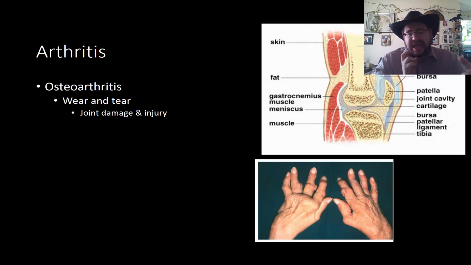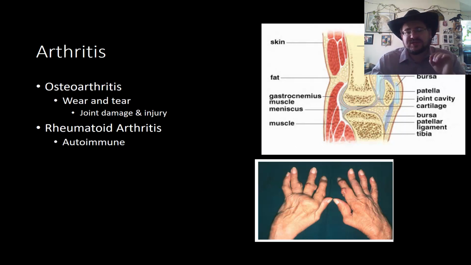We can contrast osteoarthritis, which is just a product of age and use and damage, with rheumatoid arthritis. Rheumatoid arthritis is very different. It's an autoimmune disorder, which means your own immune system is attacking your joint. So if you look at a joint, at the structure, like here's your joint between the femur, the tibia, and the patella, right? And we have sort of this big membrane lining the whole joint.